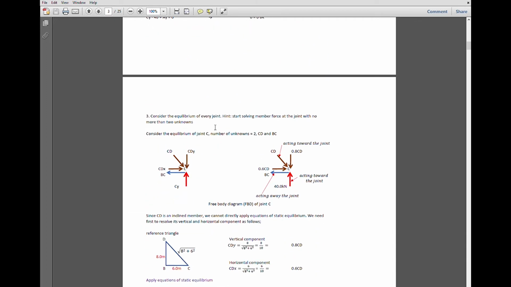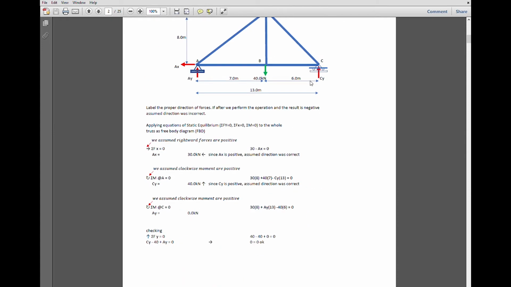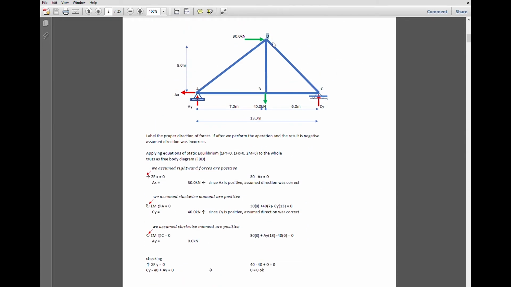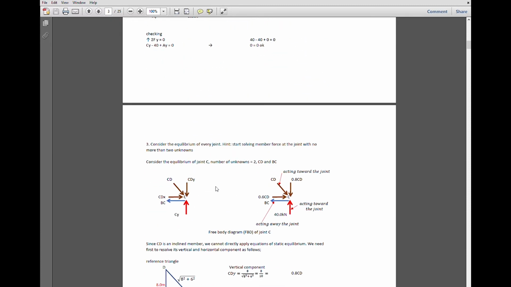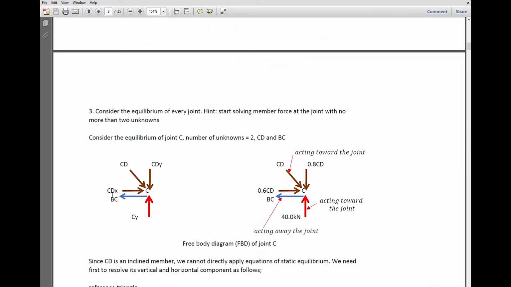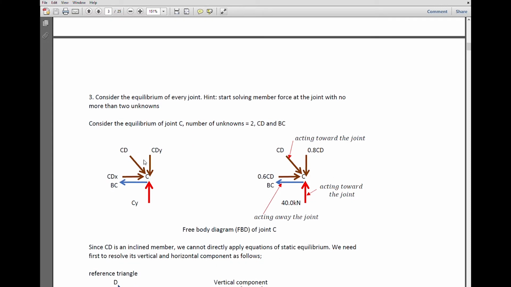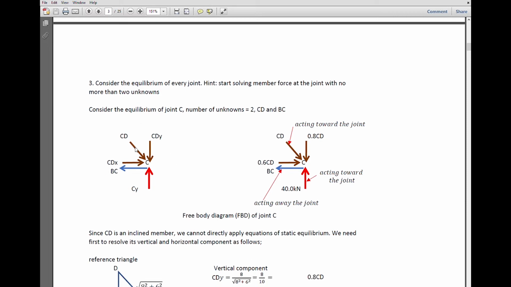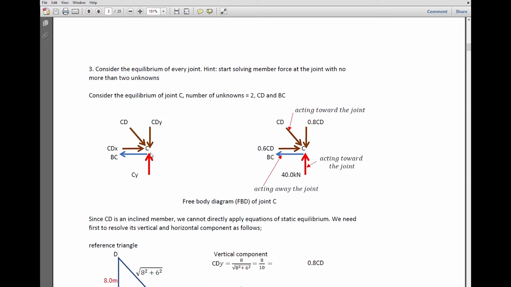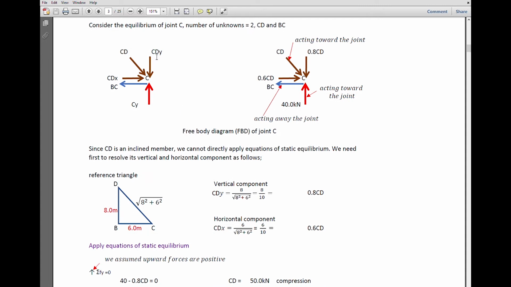We proceed. We consider the equilibrium of joint C. So, inuuna natin yung joint C. Sa joint C, guys, mayroon tayong 2 unknown, that is BC and CD. So, here's now the equilibrium of joint C. Ito. Papansin niyo, ito yung CD, guys. Tapos, mayroon tayong BC, tapos mayroon tayong support reaction, vertical CY. Pero, yung CD, naka-incline siya. Anong gagawin natin kapag kaganyan? Kailangan natin i-solve yung component, vertical and horizontal.